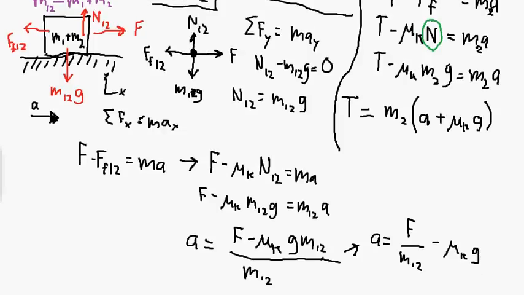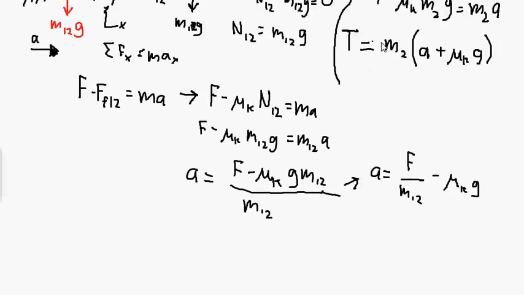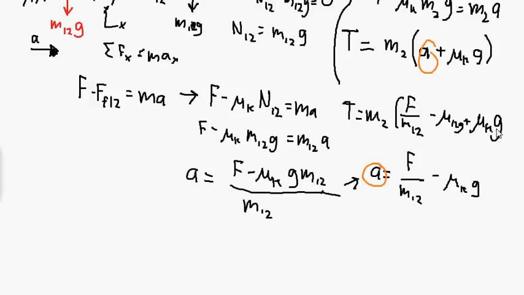Now, hang on, we've got a now in terms of F. Let's back up. We just found T with an M2, an a, and this in it, right? So let's plug this a in here. A here goes into a here. Okay, here it comes. Grand finale. I'm going to come in just under the wire on this time-wise. So T equals M2 times F over M12 minus mu_k g, plus mu_k times g.